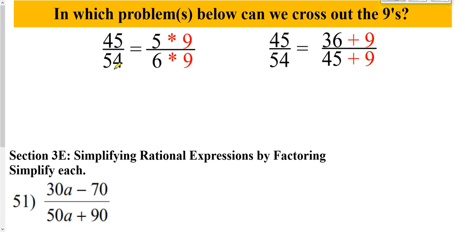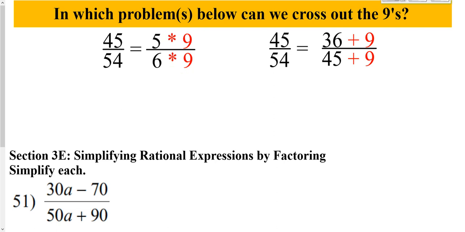9's? Now, if you're adding the same thing top and bottom, that's not a special form of 1, so you cannot cross out those 9's. But multiplying the top and the bottom both by the same thing, that's really like a 9 over a 9, and timesing by 9 over 9 is really multiplying by a special form of 1. You can cross out the 9's.